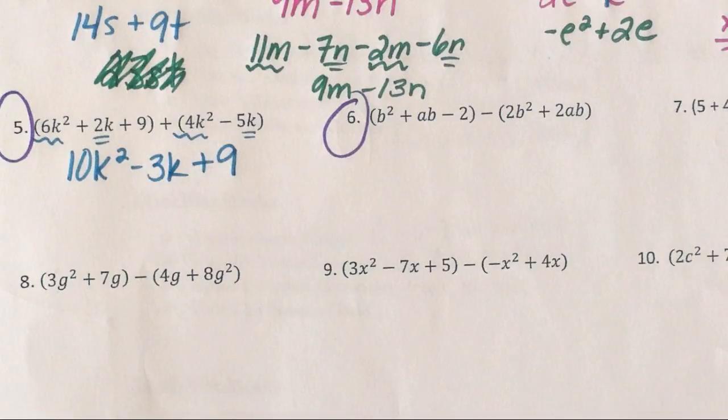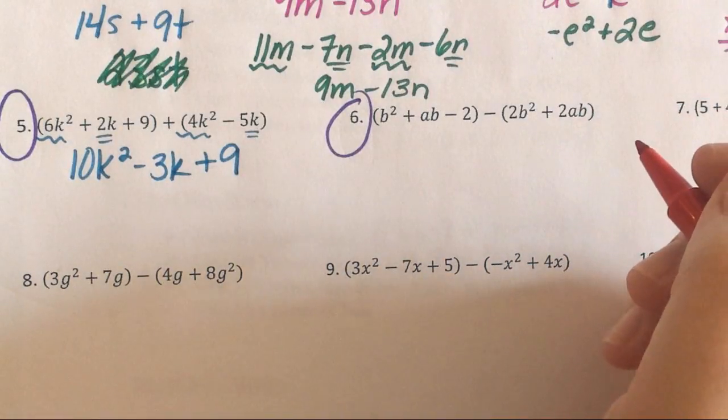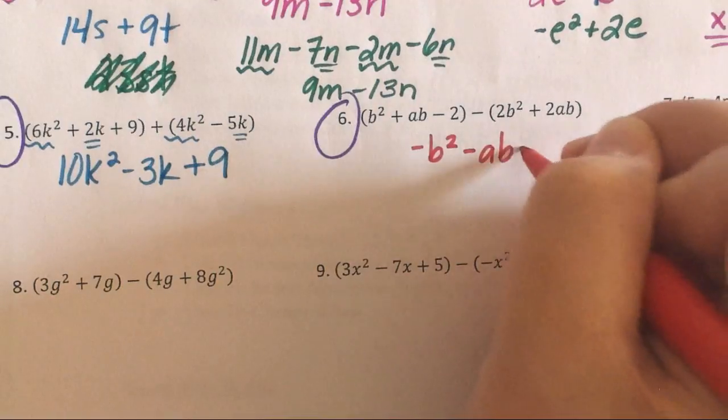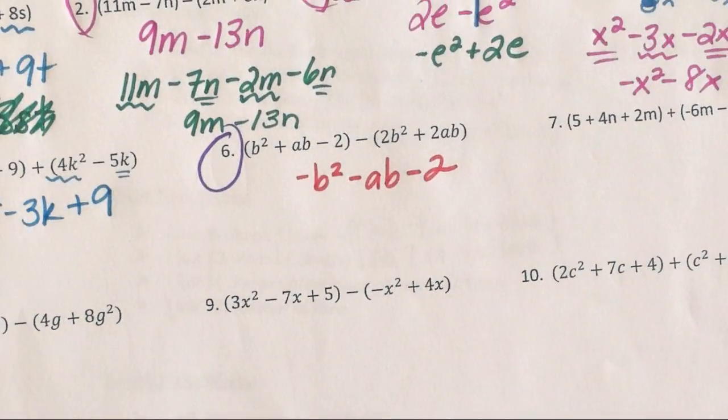Would a different group like to answer question 6? Yes, go ahead, table 1. I had 2 different hands up, either one. Negative b squared minus ab minus 2. Okay, and I believe he is correct, but again, as discussed last week, negatives have always been my downfall in life. They tend to get me in trouble.